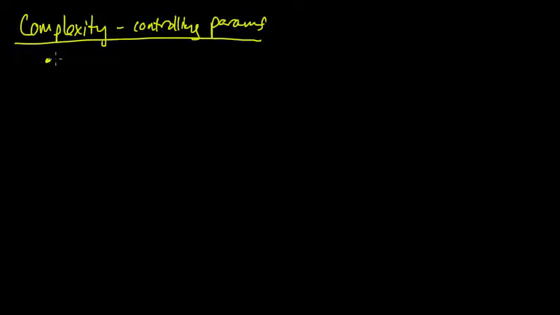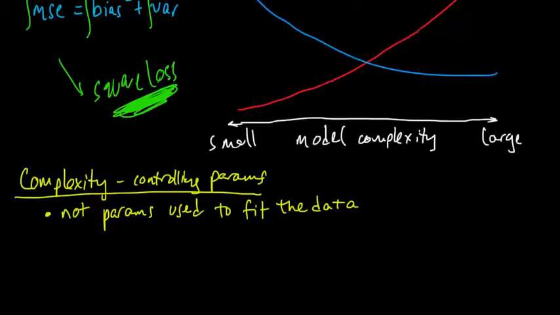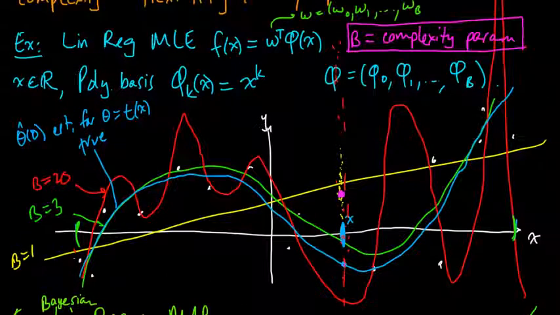One criterion which can be used is that they're not parameters that are used to fit the data. They're not used to fit the data. So what does this mean? Remember back up here to the regression example, always a good example to think about.